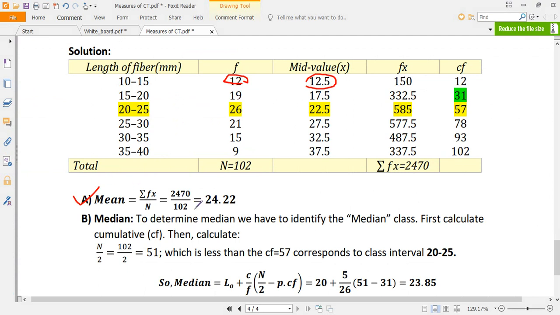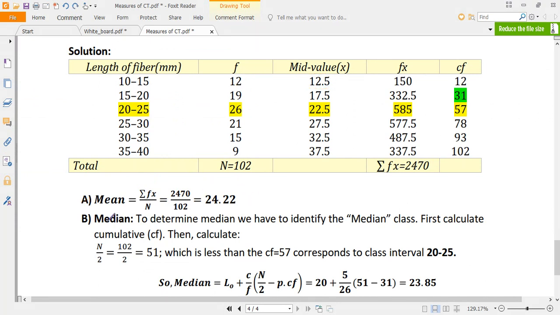So the mean is just the sum of fx divided by n. By dividing 2470 by 102, that is n, the sum of f, we have 24.22. So here we complete the mean.